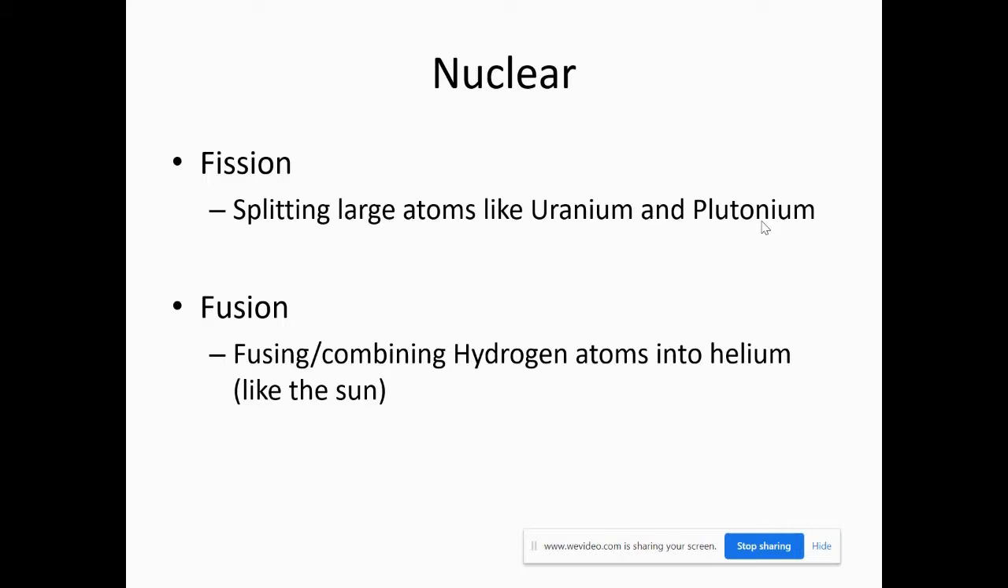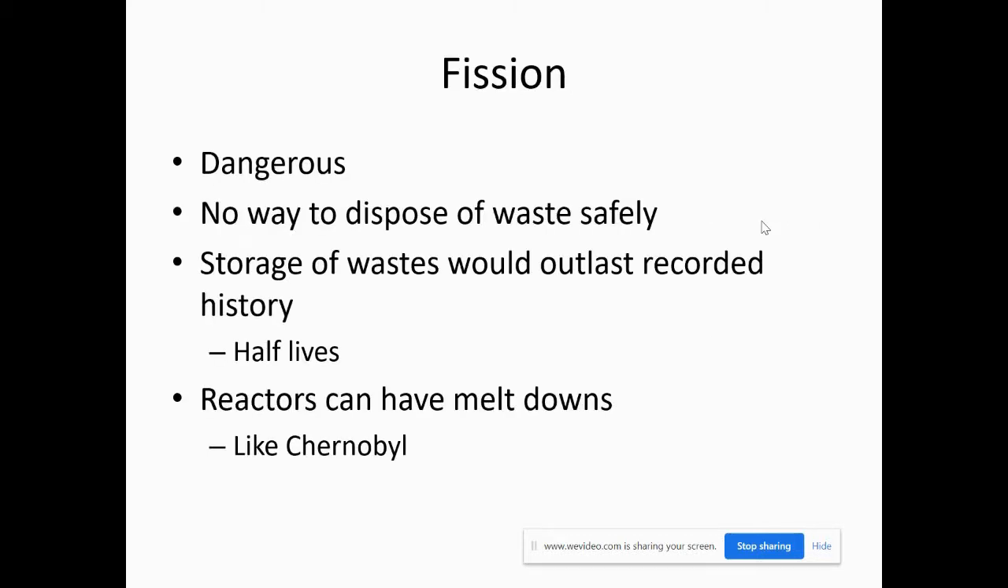Nuclear, we have fission and fusion. Fusion is not an option because we don't have any way to stop the reaction and it would kind of blow up the planet. We keep hoping we'll find a solution, but we haven't. Fission is splitting large atoms like uranium and plutonium and releasing energy. We already talked about the dangers. Storage of waste would outlast recorded history, which means we have no way of making a warning label. Reactors can have meltdowns like Chernobyl.